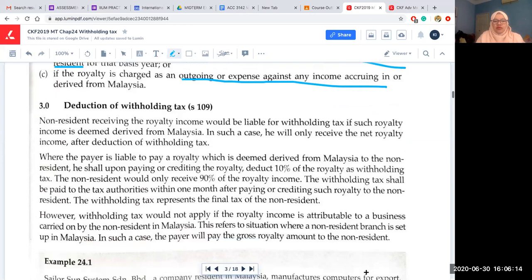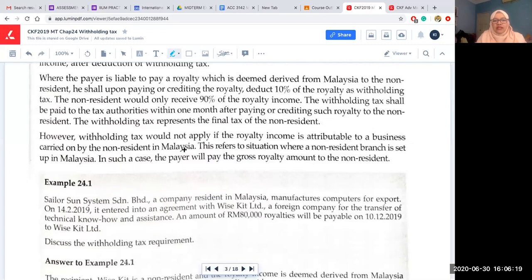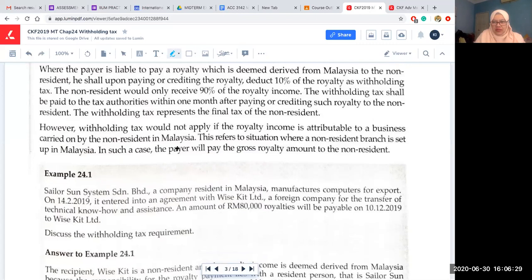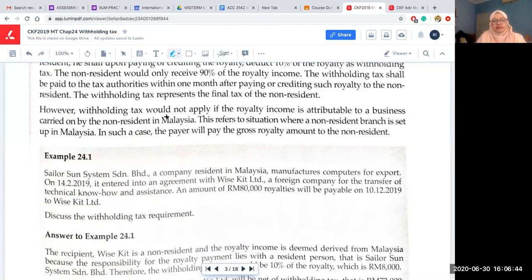It said that the withholding tax will not apply if the royalty income is attributable to a business carried on by the non-resident person. They refer to where a non-resident branch is set up in Malaysia. So later we look at the branch, where you have to decide whether the branch is a resident or non-resident company. The payer will pay the gross royalty amount to the non-resident, because in this case withholding tax does not apply.